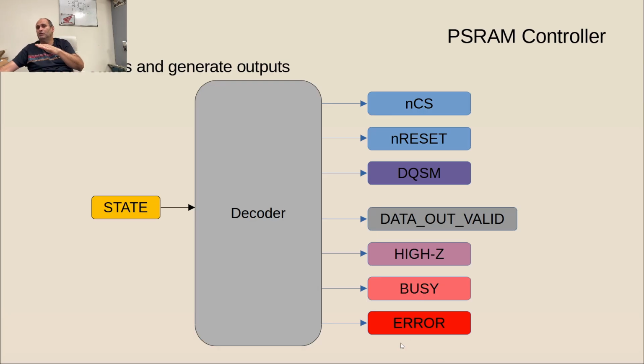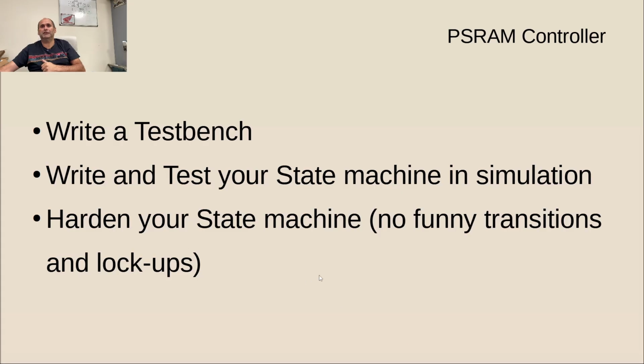Now, here is a new signal called error. It's good practice to assign an error state and to capture all the possible funny transitions which may happen with the state machine, capture that into an error state and then go back to idle, because it helps with debugging.